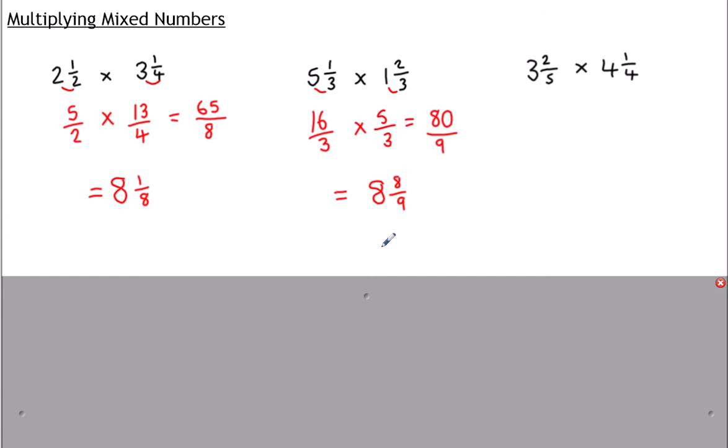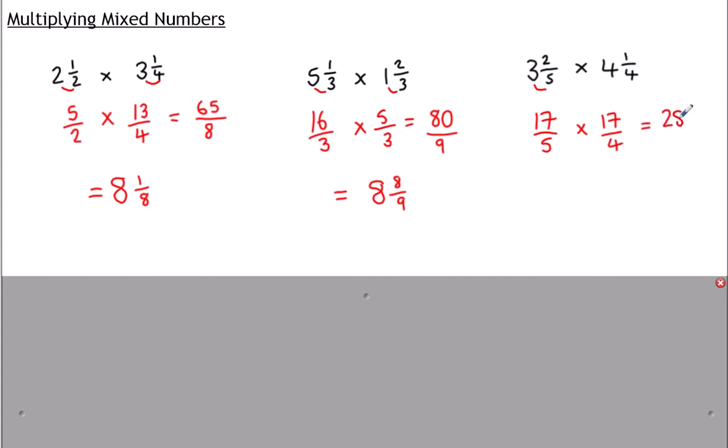So it's 8 and 8 ninths. Okay, if you're unsure about how I'm converting them back, have a look in your book or rewatch my video I gave you on converting between improper and mixed numbers. And then the last example then, they're all exactly the same. So 3 times 5 and the 2 on top makes 17 over 5. Then we've got 4 times 4, which is 16, and the 1 on top makes 17 again, but it's 17 over 4 this time. Now this is the hardest bit, doing 17 times 17, which is 289.